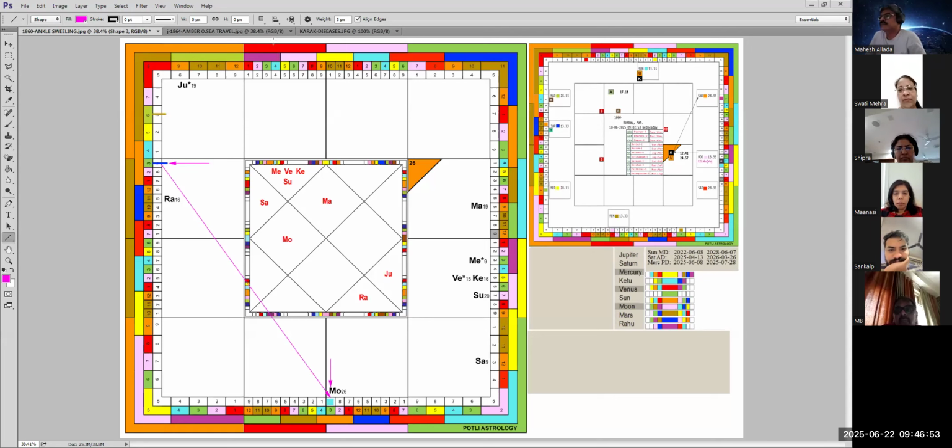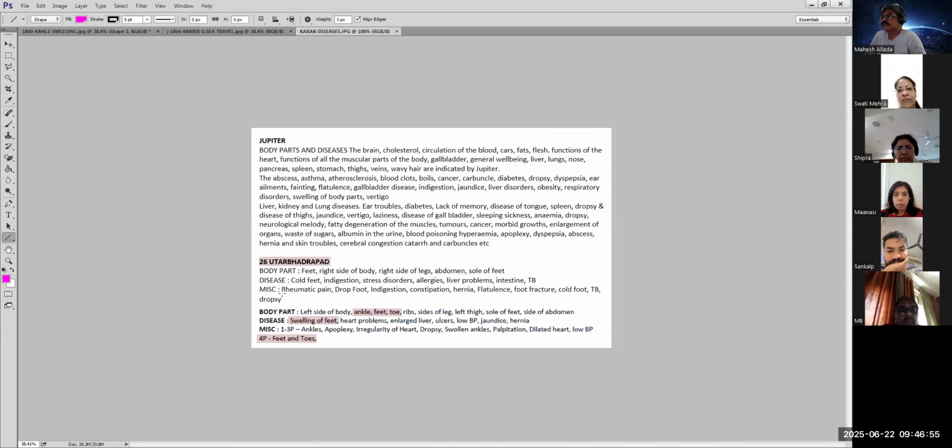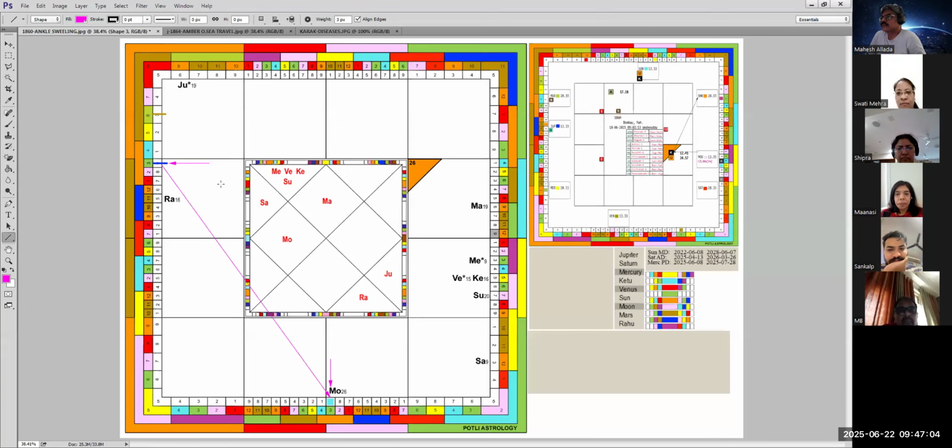So once you use this sort of a data bank, you immediately know that Uttar Bhadrapad stands for ankle, feet, toes, swelling of feet, all these things. And Rahu is supposed to activate events. So when Rahu came here, when did Rahu come in? Rahu entered Purva Bhadrapad at this point.